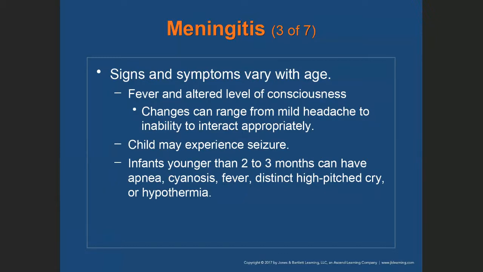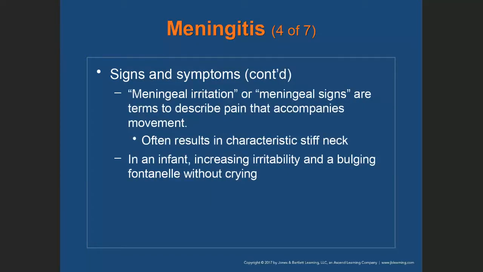Infants younger than 2 to 3 months can have apnea, cyanosis, fever, a distinct high-pitched cry, or hypothermia. They can also have photosensitivity. They can have meningeal irritation or meningeal signs. These are terms to describe pain that accompanies movement, often resulting in a characteristic stiff neck. In an infant, look for increasing irritability and bulging of the fontanel without crying.